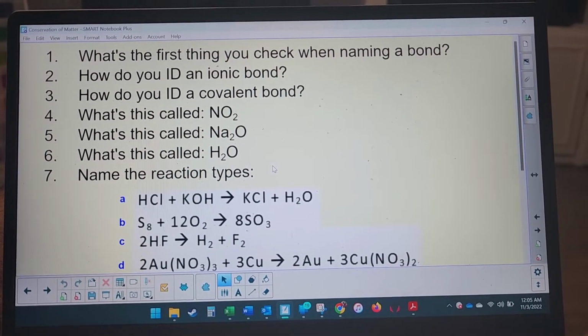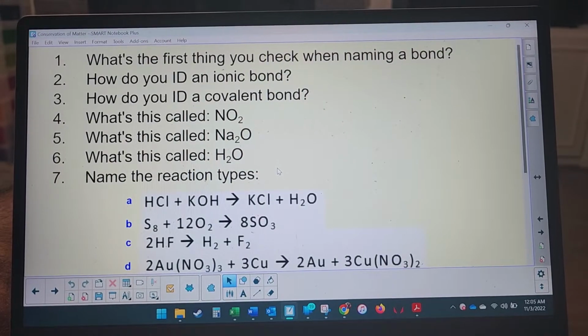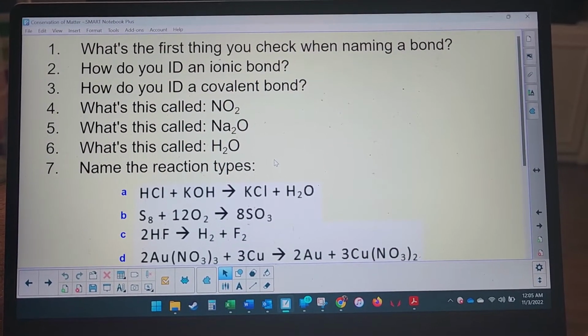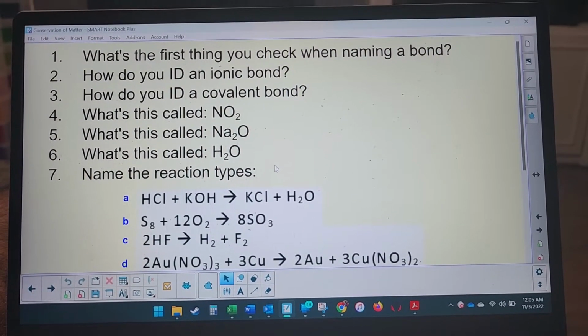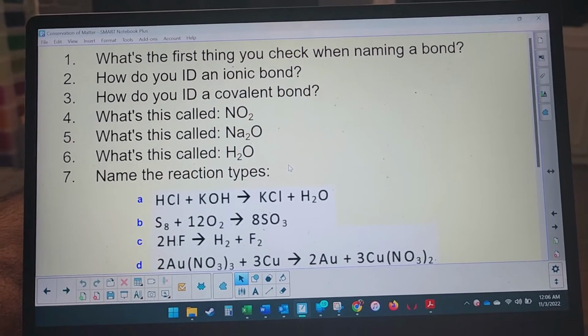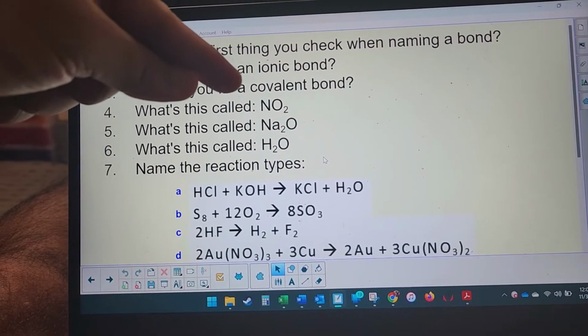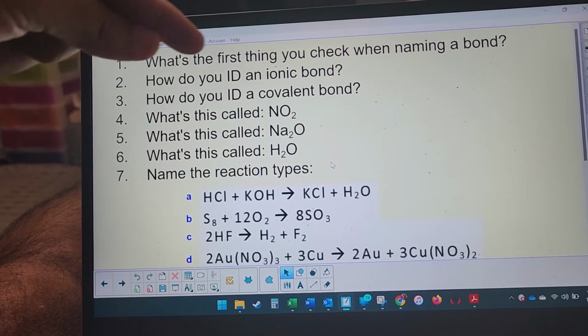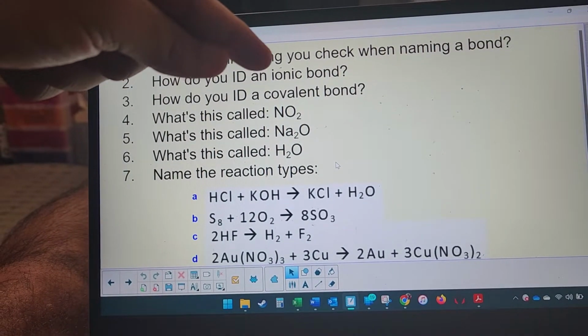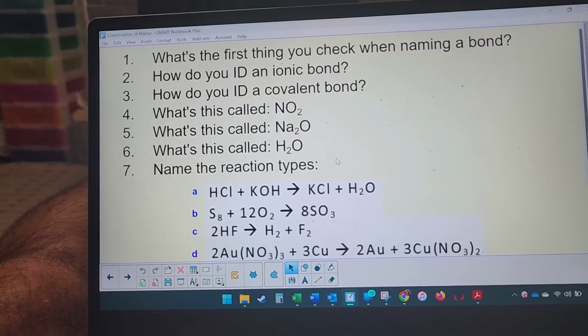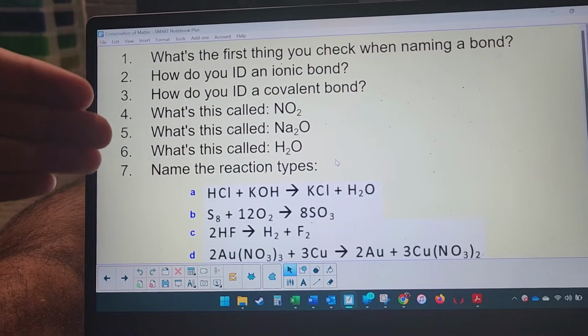Okay. The first thing you check when naming a bond: when bonding, look at the elements. If it's two nonmetals sharing electrons, the bond gets called covalent. How do you ID a covalent bond? A covalent bond is two nonmetals. How do you ID an ionic bond? That will be a metal and a nonmetal. Okay? Now, you use that information for 4, 5, and 6.